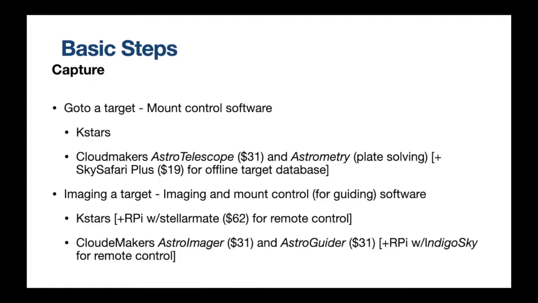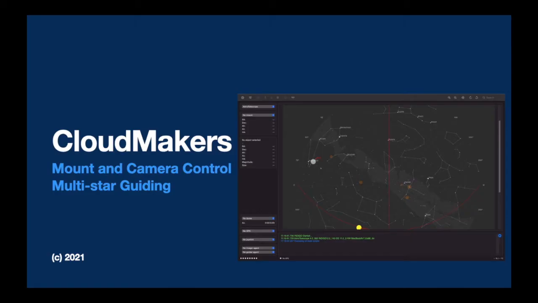And again, CloudMakers, Astro Imager and Astro Guider, and again it has something called Indigo Sky that runs on a Raspberry Pi for the remote control. And we'll show that CloudMaker stuff a little later. Well, we'll go show it now. So here's the mount control and camera control and multi-star guiding. So I'll show you those 3 apps for that.